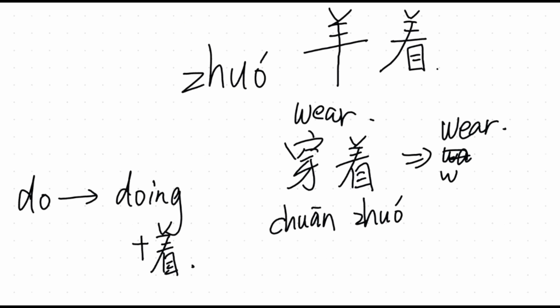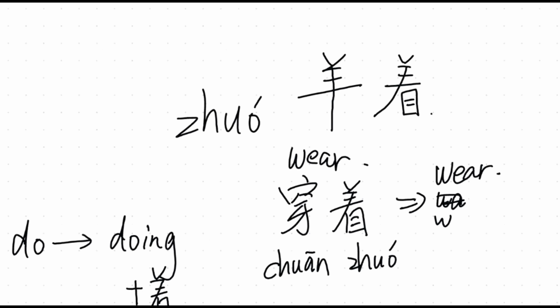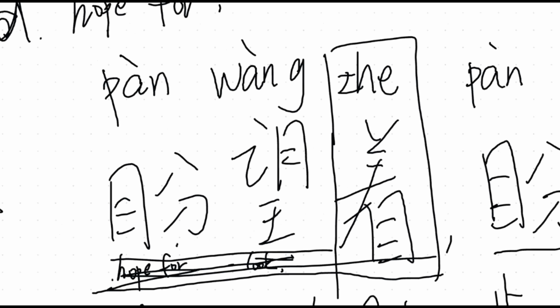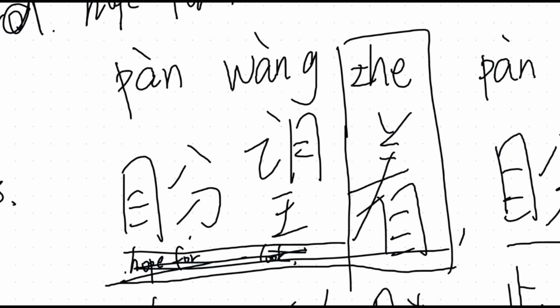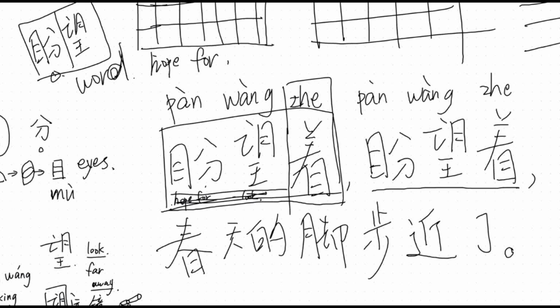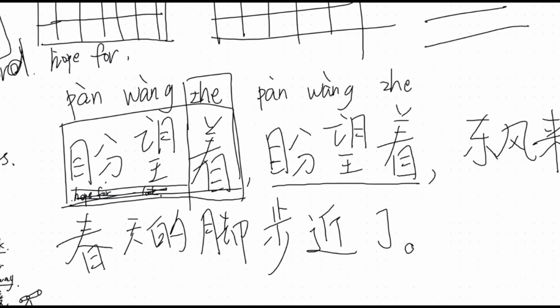Okay, 着, wear or dress. 穿着 or 着 itself. So here you can see it's definitely not wearing something. Okay. You can't wear hope physically, right? So it just means it's doing something. Now the first 盼望着, I'm hoping for. 盼望着, and again 盼望着.